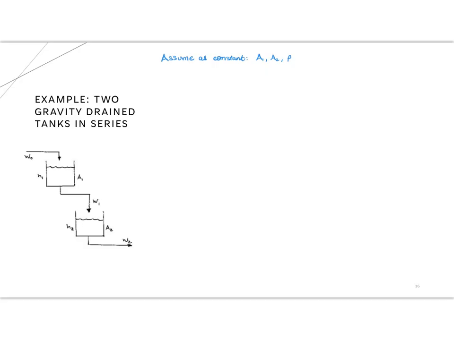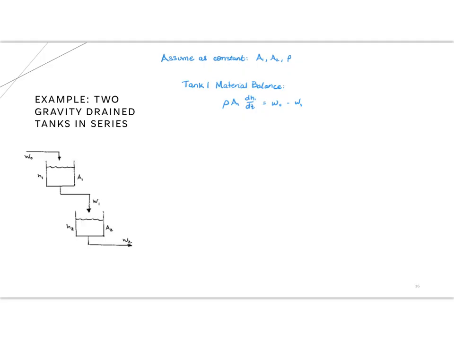Okay, so I have flow coming into tank one, I have flow coming out, and that flow goes into tank two and then comes out. Write a material balance for tank one. Okay, so what did you come up with? If density and area of tank one are constant, then the change in mass inside the tank is rho times A1 dH1/dt. The flow in is W0. The flow out is W1.